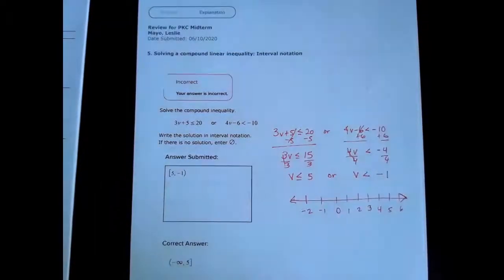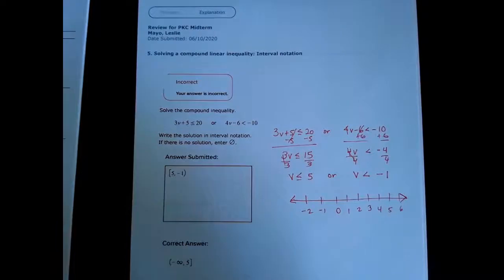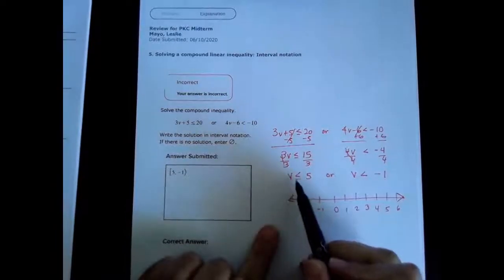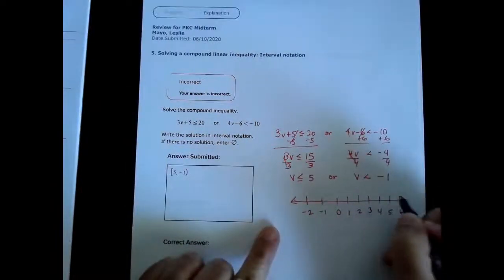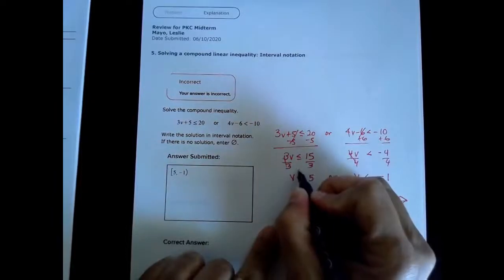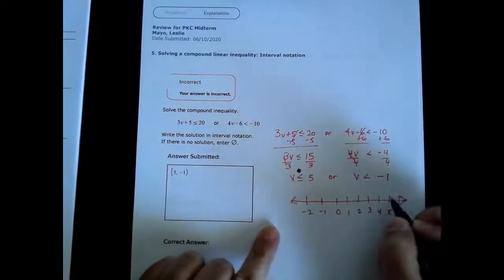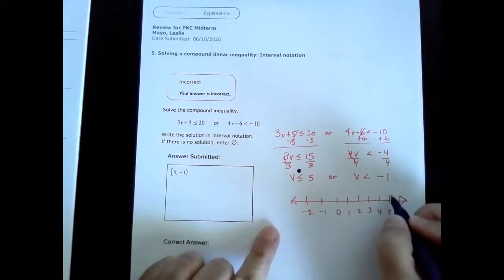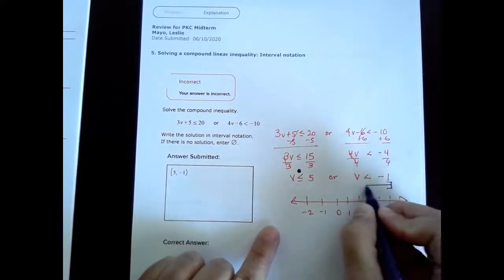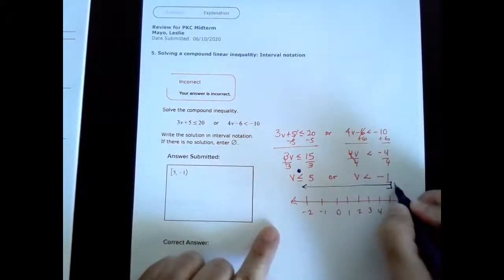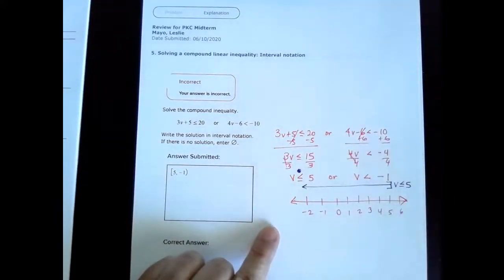Okay, so above this number line, I'm going to show you each piece. So this piece says v is less than or equal to 5. So that means that I would have, old school, that would be a closed circle. Like when I went to high school, that would be a closed circle. Okay? But now we use this interval notation. So I would have a bracket, and because it's a less than, it's going to be going this way. So this is a picture of v is less than or equal to 5.